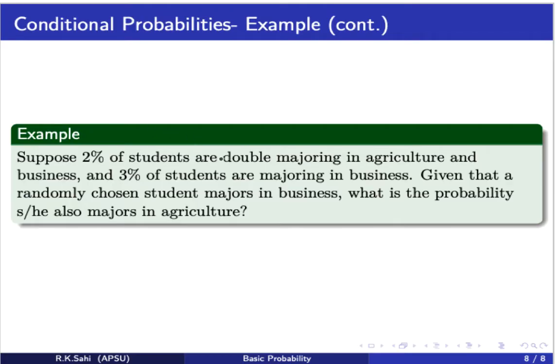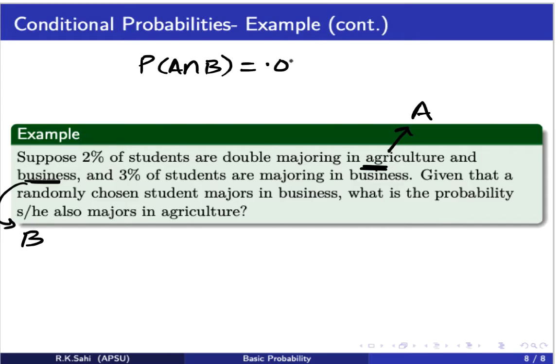So first, let's write down what's given to us. We're talking of students who are majoring in agriculture. Let's make our life simple and say agriculture is A. Students who are majoring in business, let's say this is B. Now let's read the problem again. It says suppose 2% are double majoring in agriculture and business. So what does the first sentence say? Probability of A intersection B is 2%. 2% means what? 0.02.